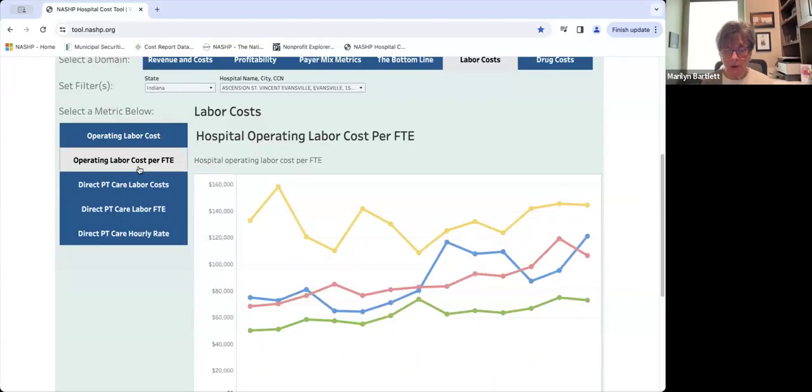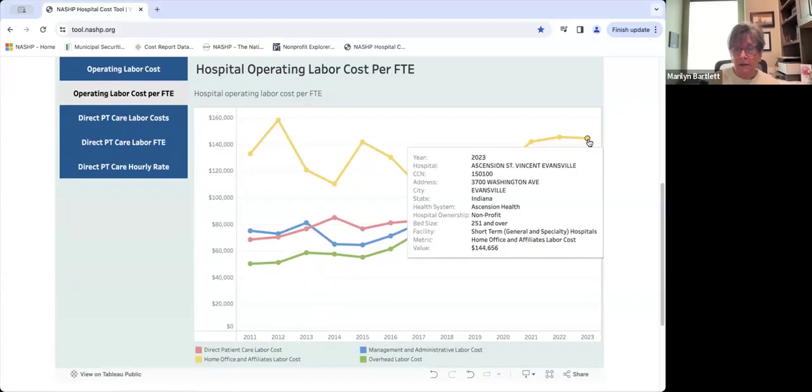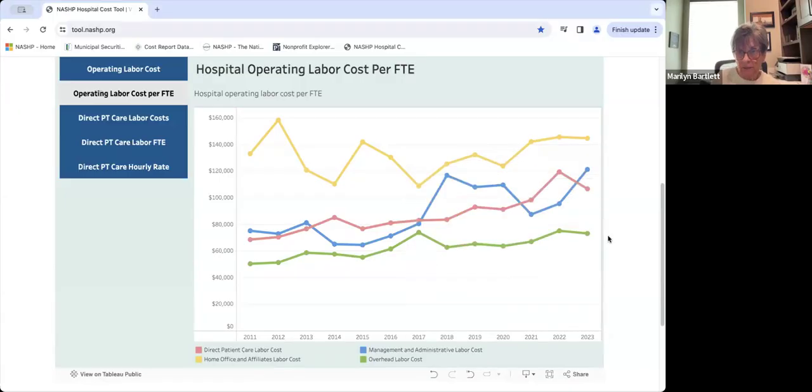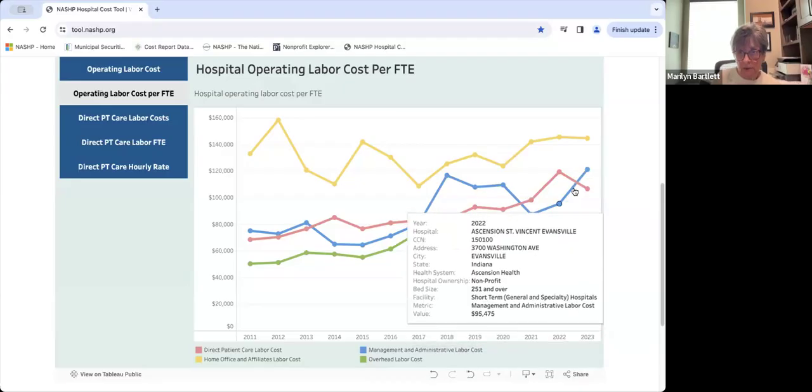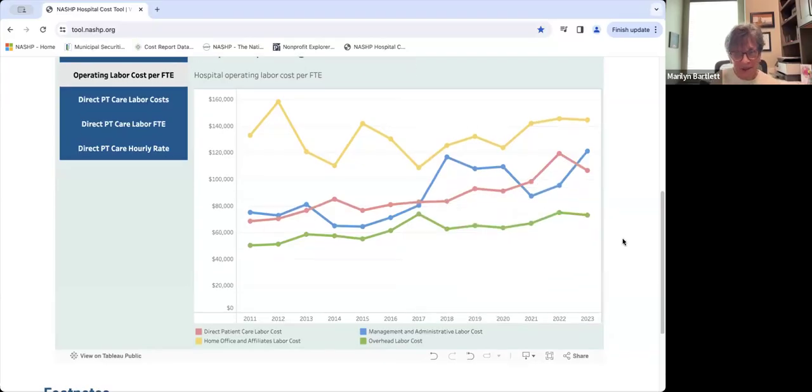Now, this is interesting. Here we're looking at the FTEs that are direct patient care, the FTEs that are management and labor, and we're dividing that total salary and benefit cost by the number of FTEs to see what the average person in those roles is making. And so you see from home office, this particular one for 2023 is 144,000, and you can drill over time. You can see management and labor has gone up. And again, this is going to be driven by markets. Everybody's labor market is a bit different, plus the hospital's needs.